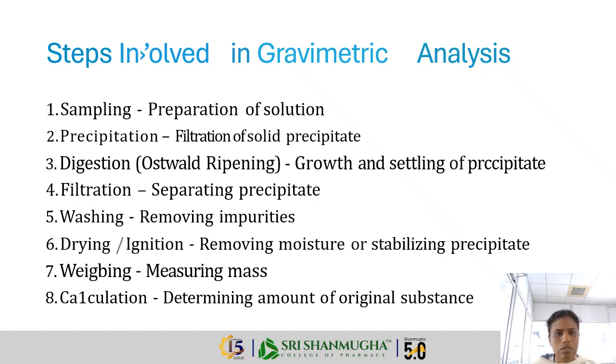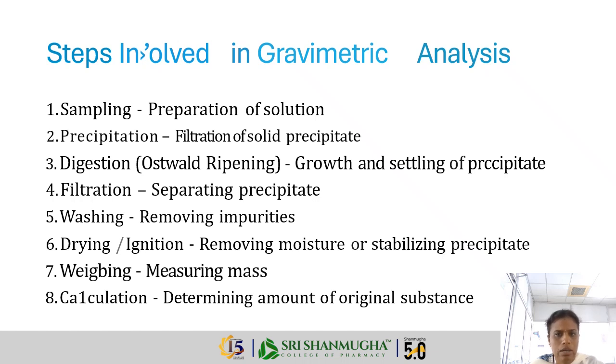Next we will discuss washing. After filtration, the precipitate is washed to remove any adhering impurities. For what purpose? Removing the impurities. Then comes drying or ignition. For what purpose? To remove the moisture or convert the precipitate into a stable form.